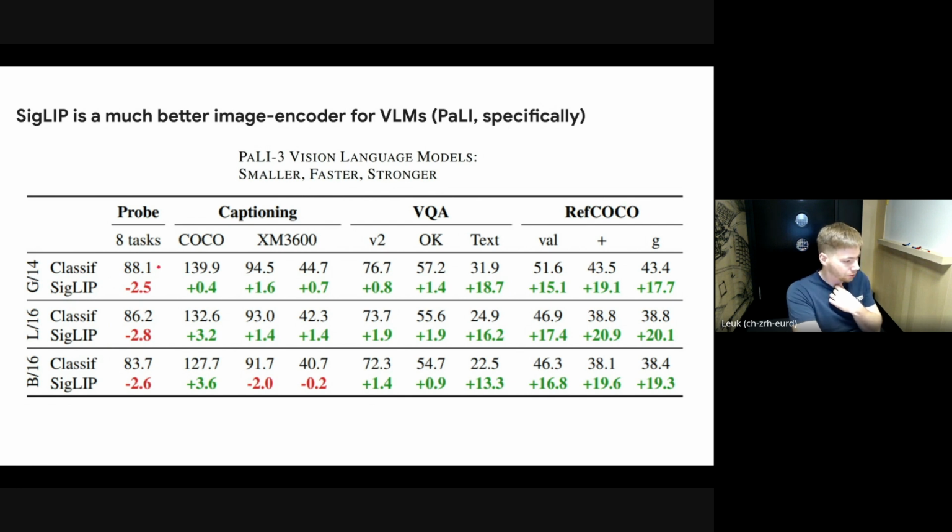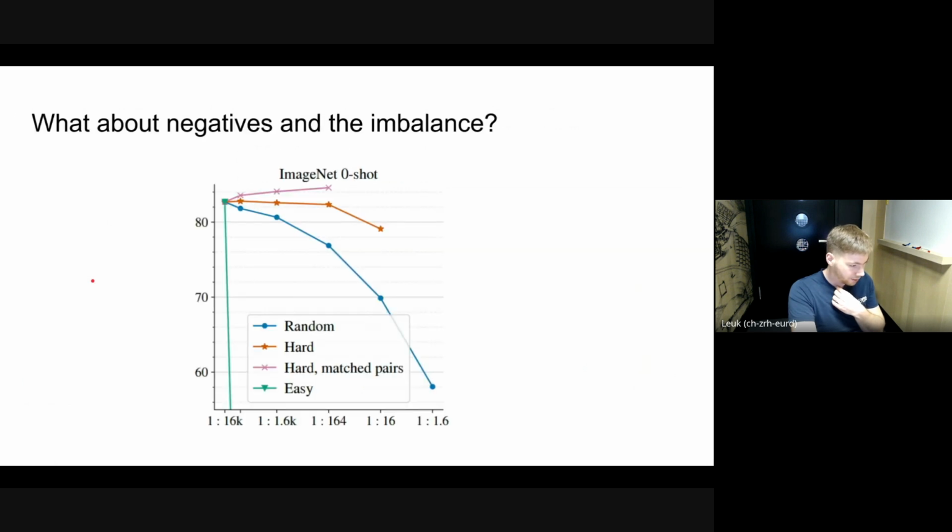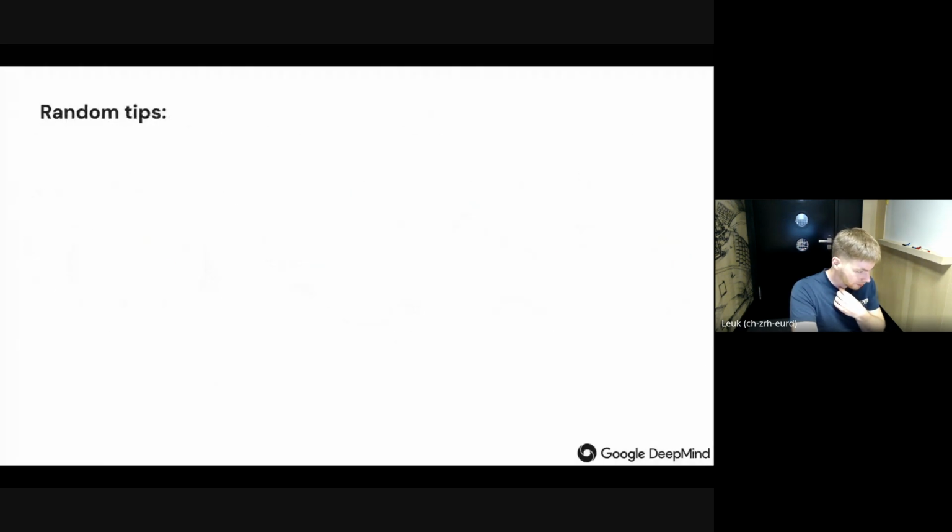Just to say, if you plug the model into a broader model and do more tasks than just classification, the result may be very different. For example, SigLIP may be much better, which is the case here. Then I think this is the last.